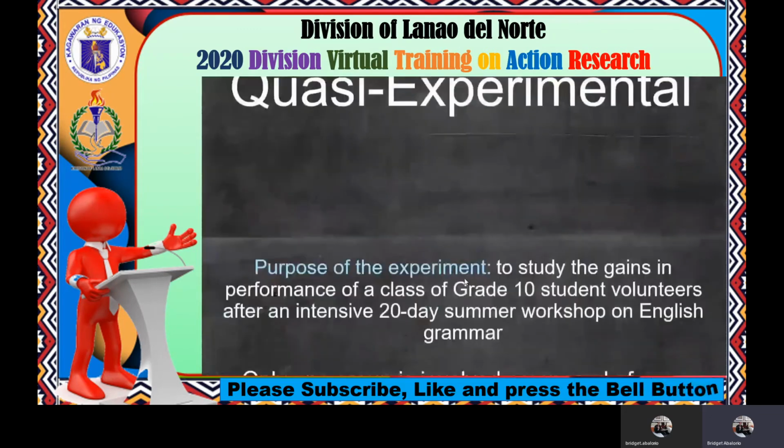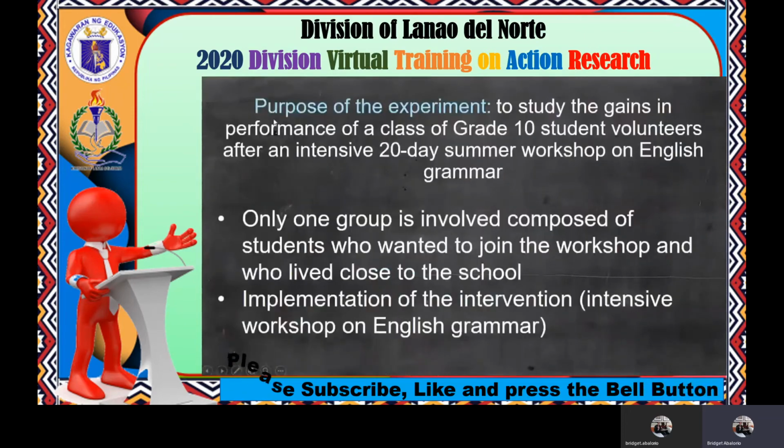In the next slide, we have here the purpose of the experiment: to study the gains in performance of a class of grade 10 student volunteers after an intensive 20-day summer workshop on English grammar. Only one group is involved, composed of students who wanted to join the workshop and who lived close to the school. Implementation of the intervention: intensive workshop on English grammar.